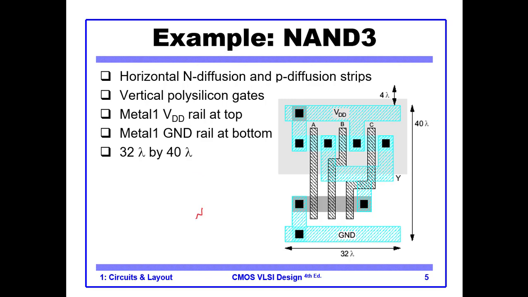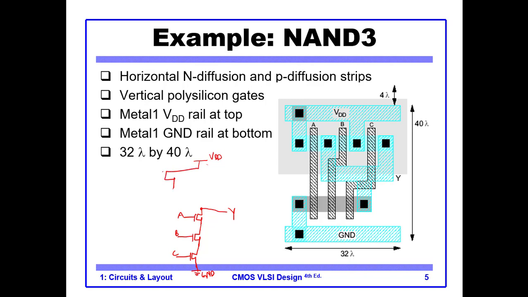We have 3 transistors, A, B, let me make it a little bit more separated, split out from each other. So this is our transistor B, and this is our transistor C, and we have here our ground. So we have 3 transistors in series. We have our Y, and then this is our VDD.